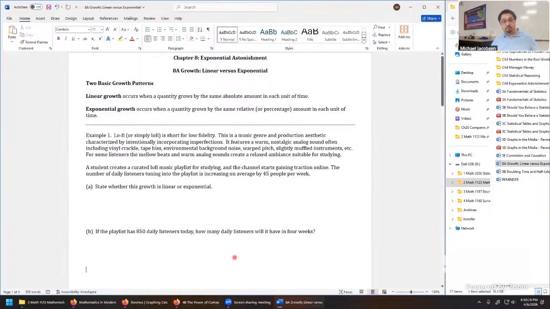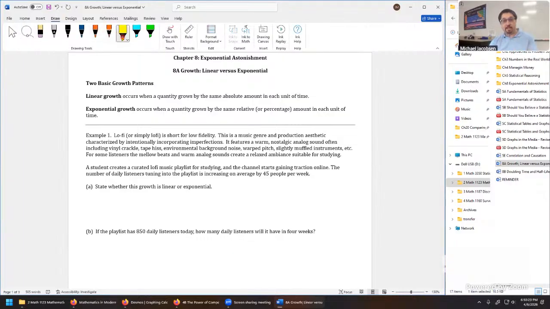Linear growth we've seen in various contexts already throughout this course. So we'll look into a couple examples once again. Linear growth occurs when a quantity grows by the same absolute amount in each unit of time. So the same absolute amount, growing by, say, $5, say, for a raise per year would be linear growth.